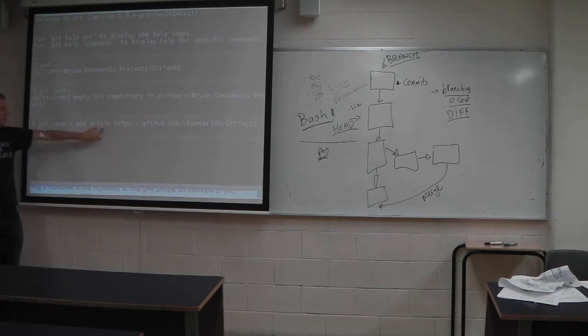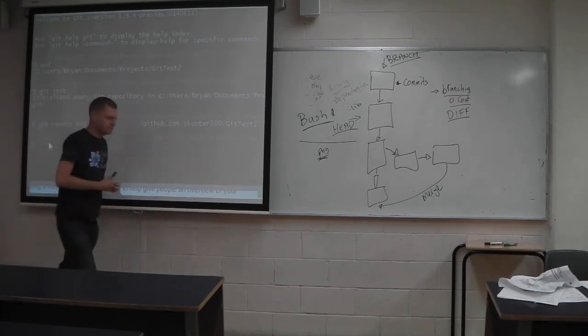One thing about the word origin is it's kind of like a default alias. So a lot of the Git commands, you can type in the alias of a remote repository, and if you leave it out, it presumes you mean one called origin. So you always set up an origin one if you're in Git. Is that okay with everybody? So this is the second command, git remote add origin, and there we go.